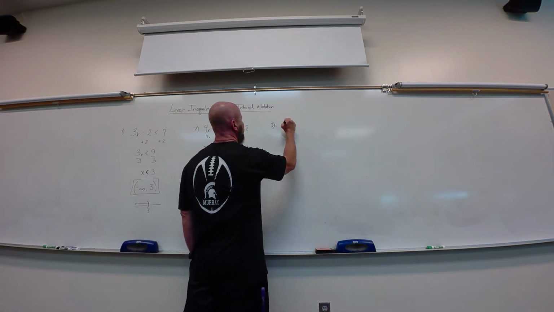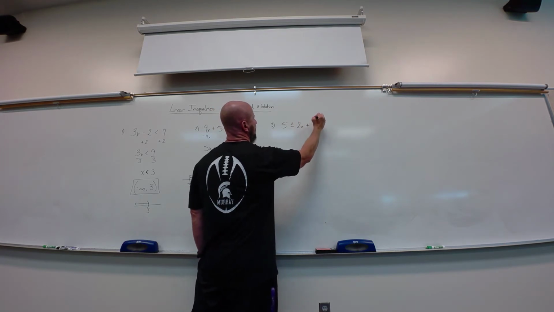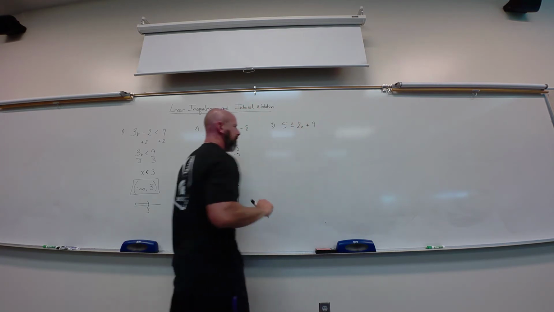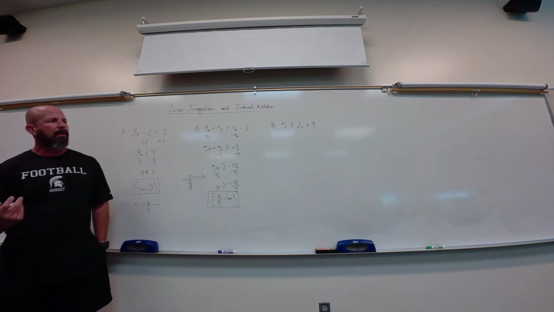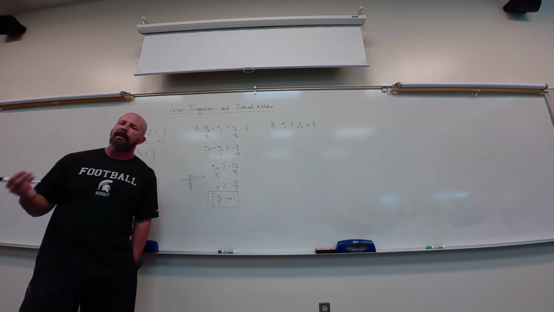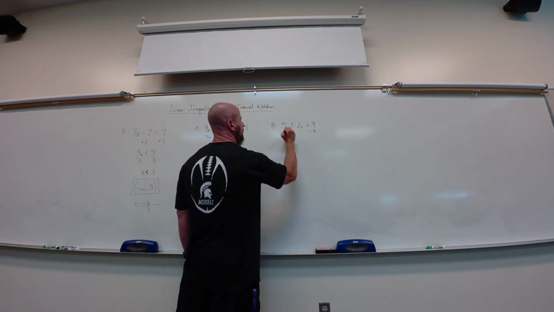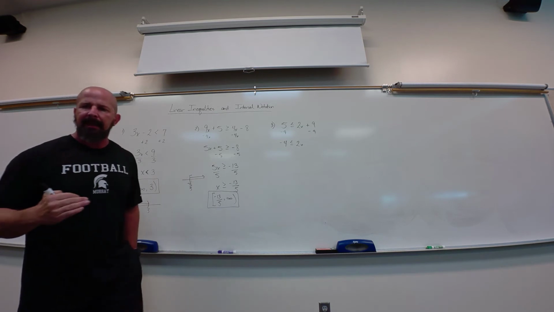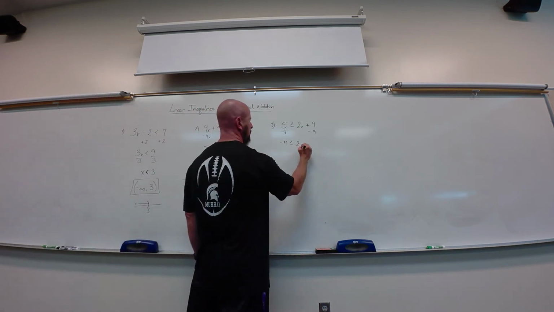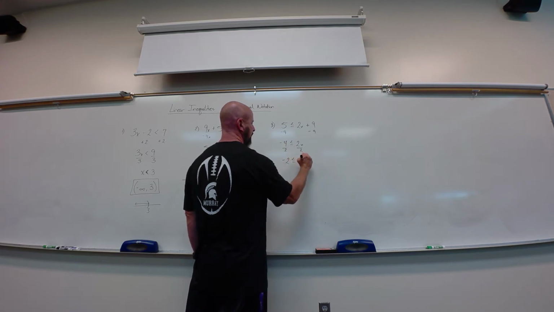Let's go with 5 less than or equal to 2x plus 9. Sitting on that right side, we've seen it before. I know I'm going to subtract that 9 over, then I'll divide the 2 out. I'm going to go through that process. Negative 4 is less than or equal to 2x. Subtract the 9, now divide by the 2. So I'm going to have negative 2 less than or equal to x.